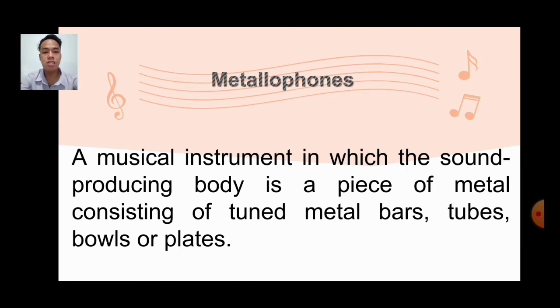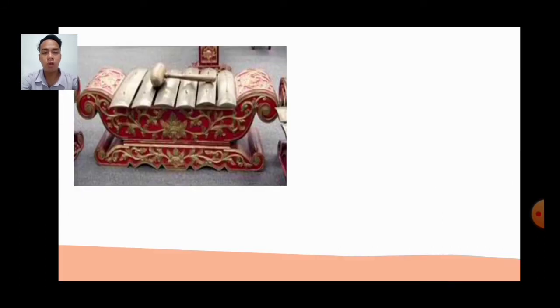Okay, let's have the examples of these metallophones. First, we have what we call the saron demung. This is the biggest and the lowest sounding member of the saron family of instruments. It has 6 or 7 thick metallic keys resting over a resonator.